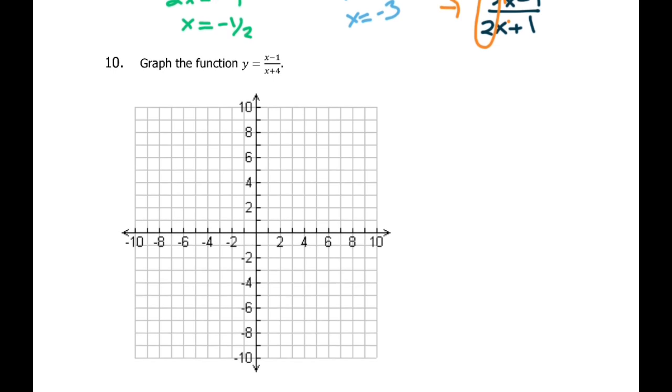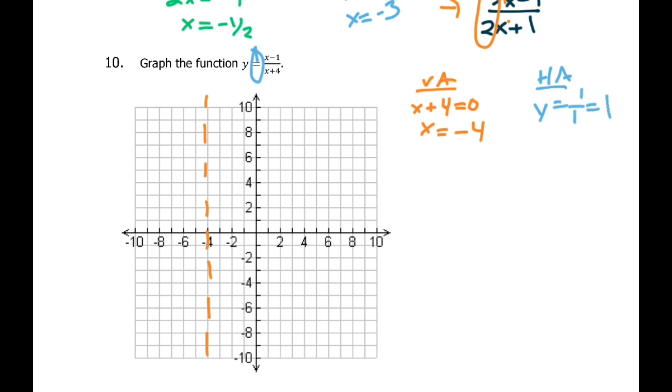And then number 10, first thing we're going to do is identify our asymptotes. So we have a vertical asymptote where the denominator equals 0. So my vertical asymptote will be at x plus 4 equals 0, so at x equals negative 4. I'll do the same thing for my horizontal asymptote. Since these are the same degrees, we take the numbers in front, 1 and 1. So for my horizontal asymptote, we get y equals 1x over 1x, which is just 1.